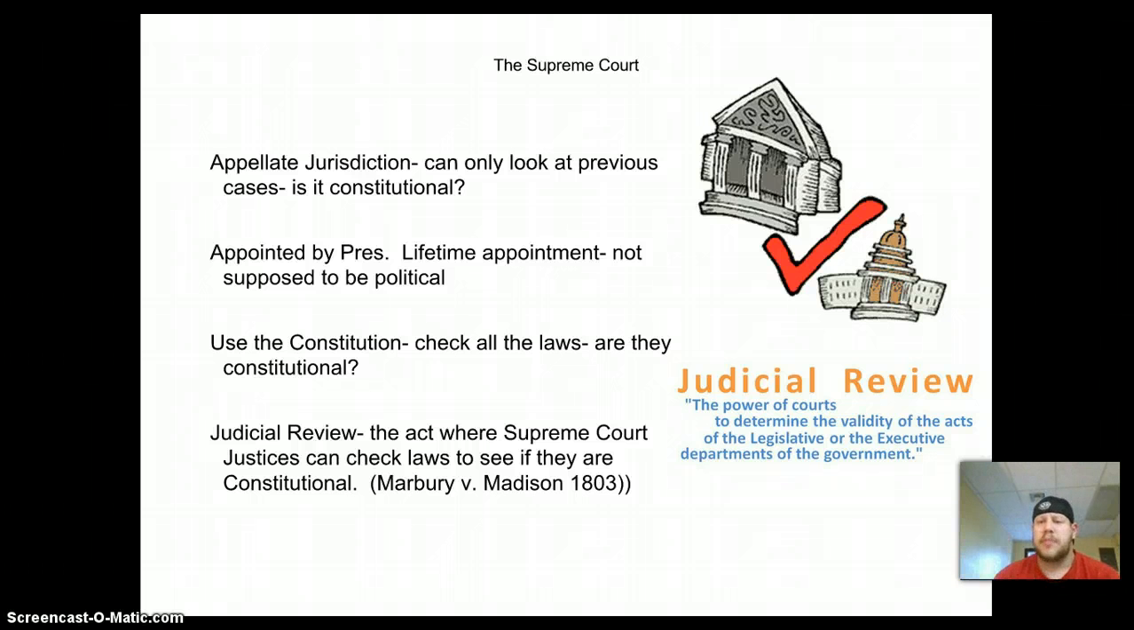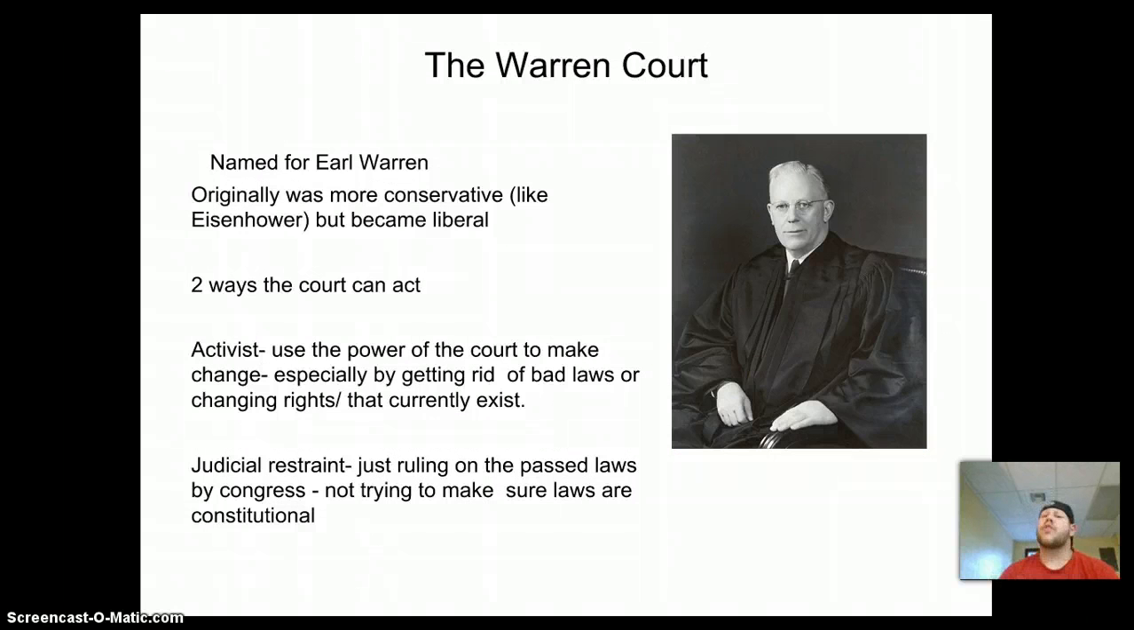Now, their job is to check, as it says here, all the laws, determine the validity of the acts under the Constitution, make sure they're all right. And so they can check to make sure the laws are actually right or not. And they're going to be doing that with all these laws about segregation, so on and so forth, in the 50s. Now, the court this time was called the Warren Court. It was named for this guy here, Earl Warren. He was appointed to the Supreme Court by Ike Eisenhower. Originally he was supposed to be conservative, but became more and more liberal as the court went on.